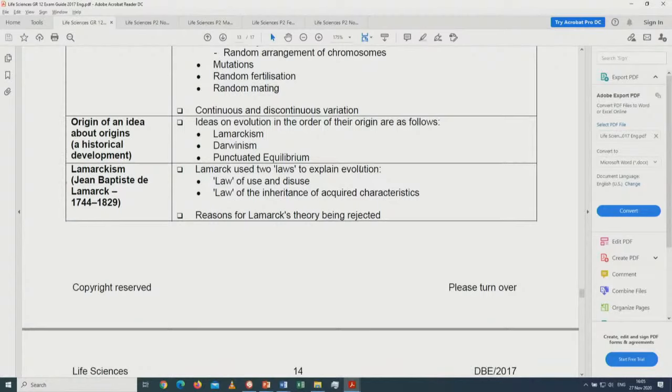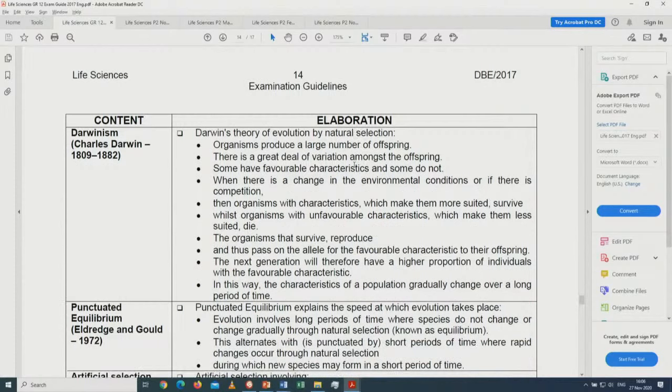The theory of Lamarck, as it is used to explain evolution, Darwinism, and punctuated equilibrium. And while Lamarck's laws of use and disuse and inheritance of acquired characteristics were rejected, we need to know that. Now, when Charles Darwin explains the theory of evolution by natural selection, he says organisms produce a large number of offspring, and there's a great deal of variation amongst the offspring. Some have favorable characteristics and some do not.